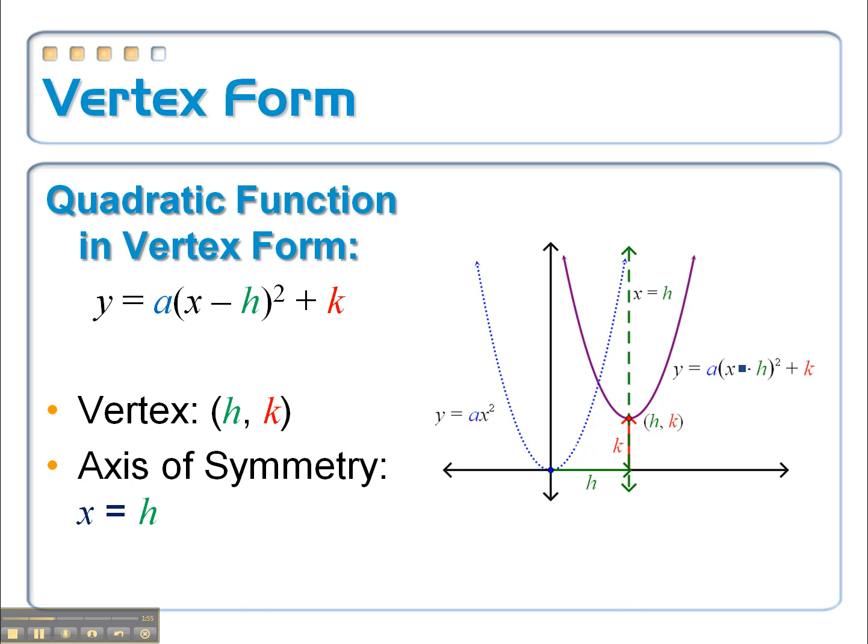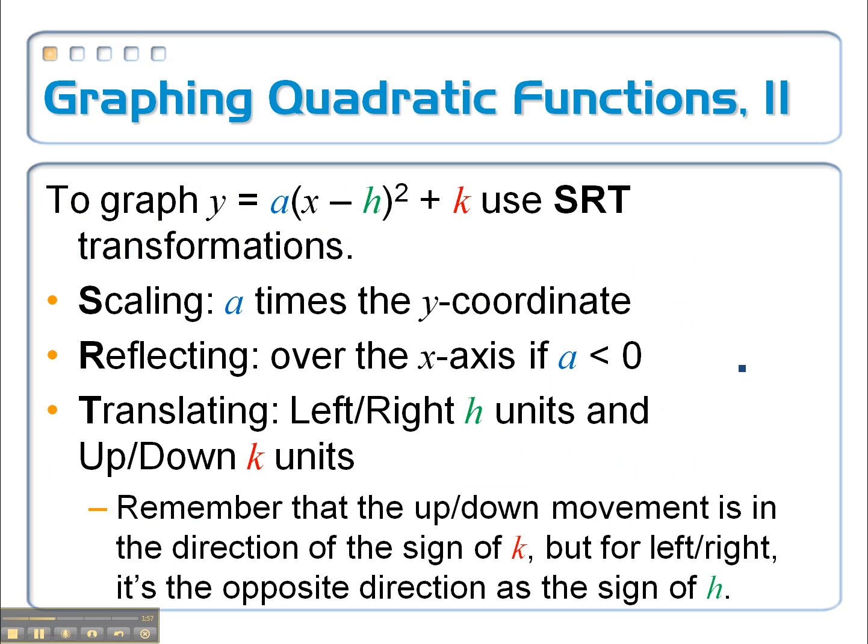So let's say I wanted to graph a quadratic function whenever it is in vertex form. Suggestion is to do SRT transformations. Remember, S stands for scaling, R for reflecting, and T for translating, because that's exactly what this a, the h, and the k are telling you to do. So first, you want to do your scaling. The a tells you how much you're going to be scaling all your y values by. So you multiply the a value times all the y coordinates.